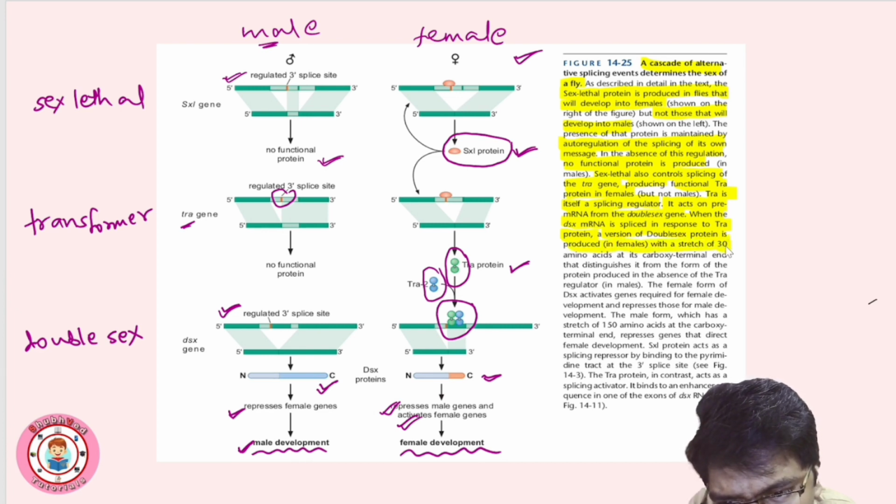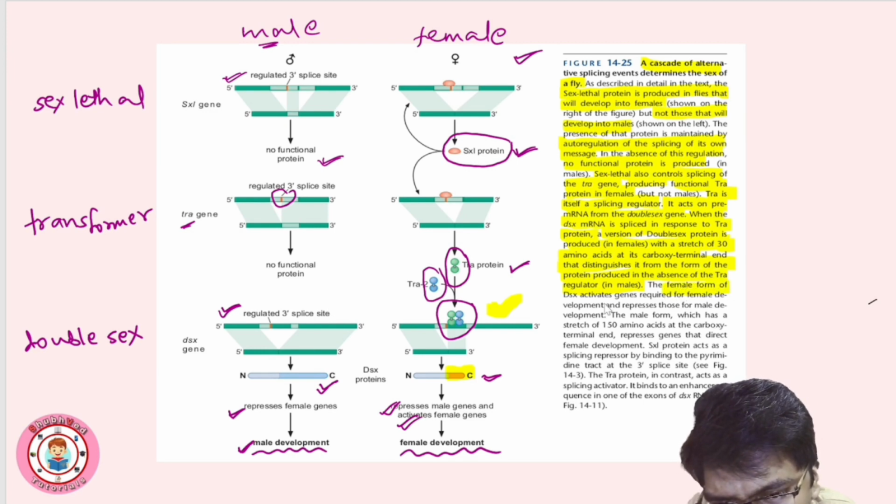This is very important: 30 amino acids at its C terminal. The C terminal is highlighted. See this region, there are 30 amino acids, and that distinguishes it. So this is a distinguishing factor from the form of protein produced in the absence of TRA regulator. It means this region being formed is unique due to the presence of TRA protein, right? Here there is no TRA protein.